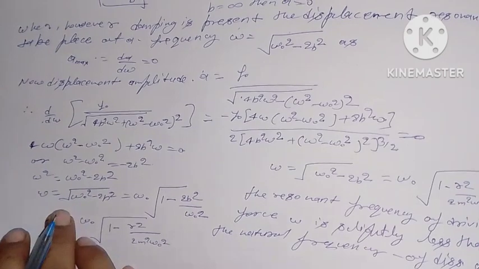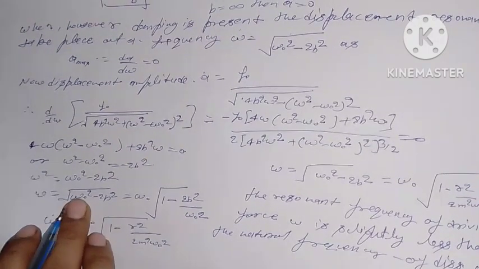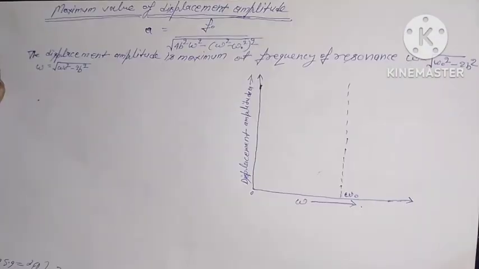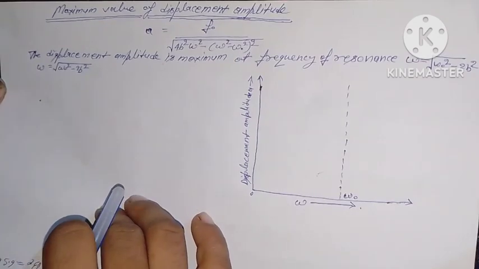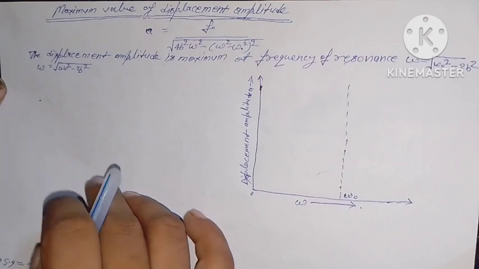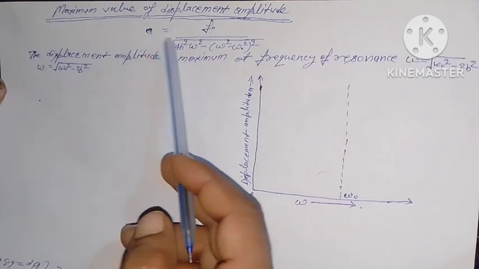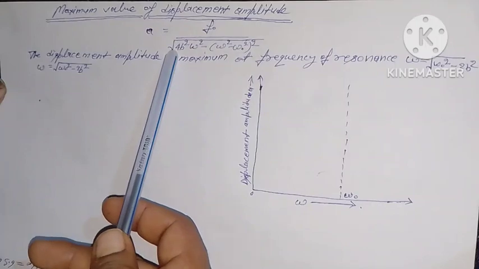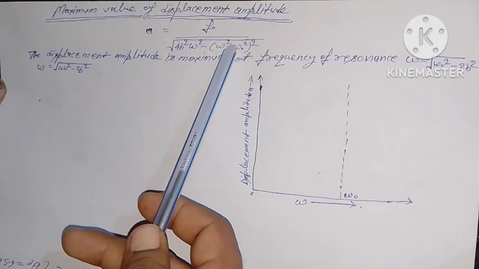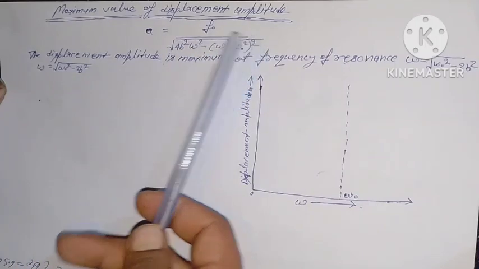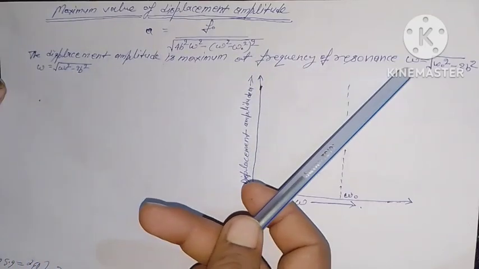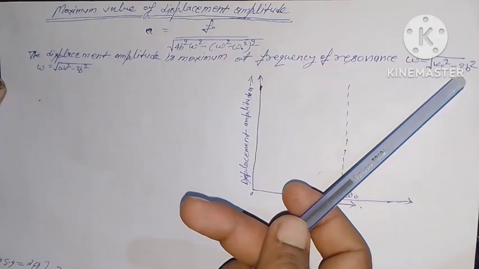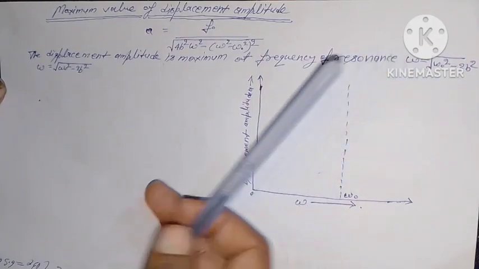Next, maximum value of displacement amplitude. Then amplitude A equal to f naught upon under root of 4b square omega square minus omega naught square whole square. The displacement amplitude is maximum at the frequency of resonance omega equal to under root of omega naught square minus 2b square.